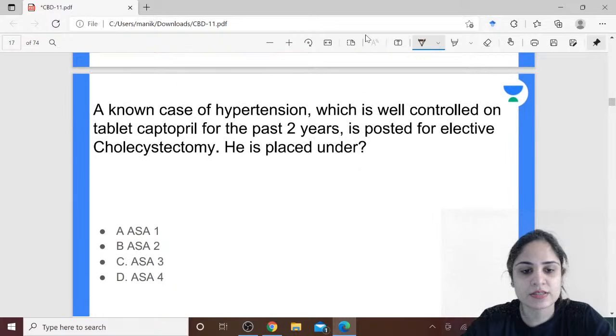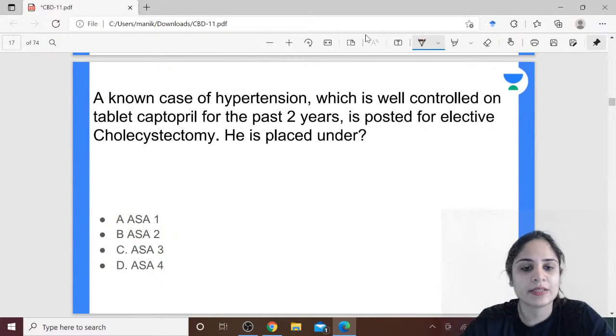Next question. A known case of hypertension which is well controlled on tablet captopril for the past 2 years is posted for elective cholecystectomy. He is placed under ASA 1, 2, 3 or 4. Tell me, this is the easiest question that you could get. Trilok is saying ASA 2, Manoj is also saying the same.